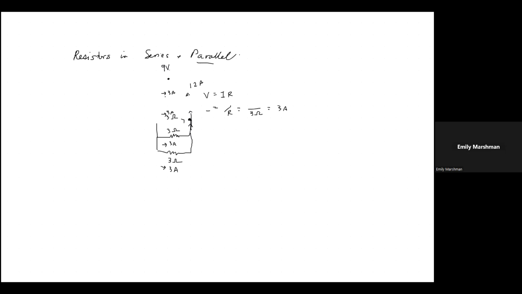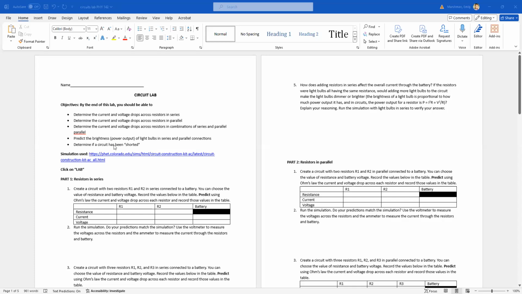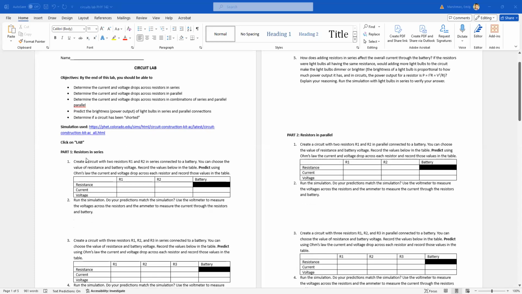So let's take a look at the circuits lab, and we'll just show you what you're going to be doing. You're going to be testing all of these ideas in the circuit lab. In the first part, you're going to do resistors in series with each other. You'll do 2 resistors in series with the battery. You'll do 3 resistors in series with the battery, and then you'll check and see how it would look if they were light bulbs.